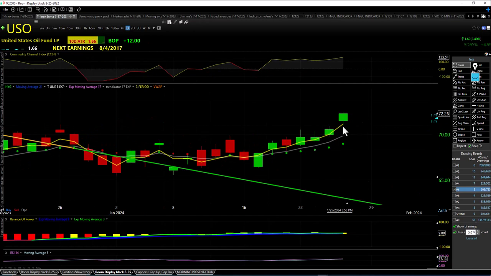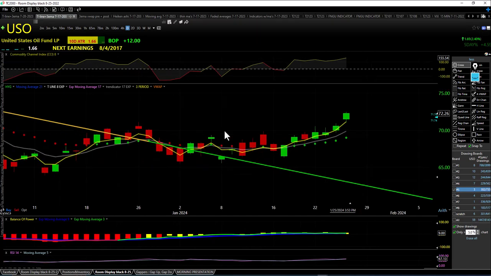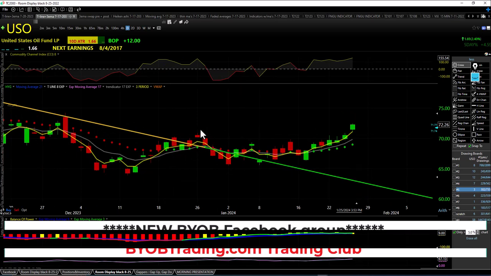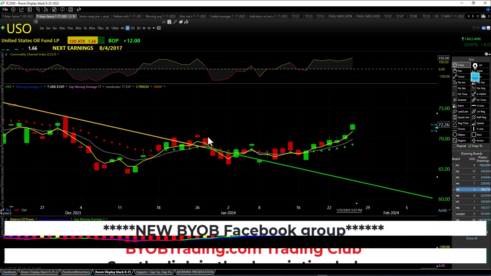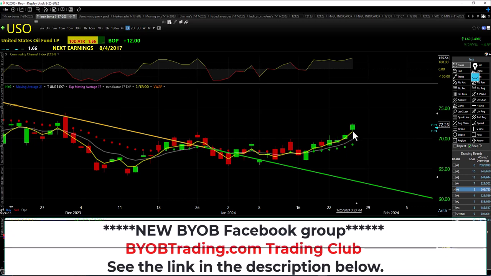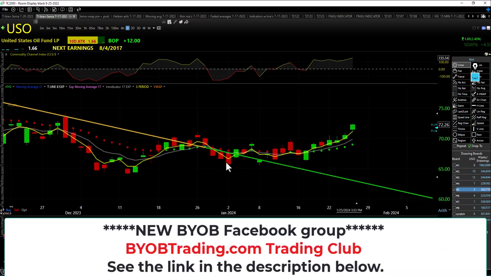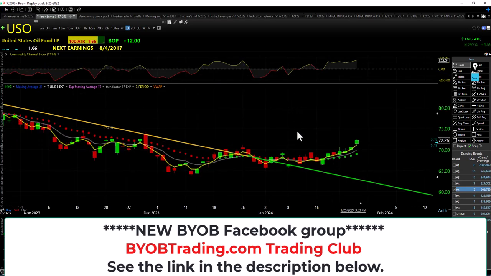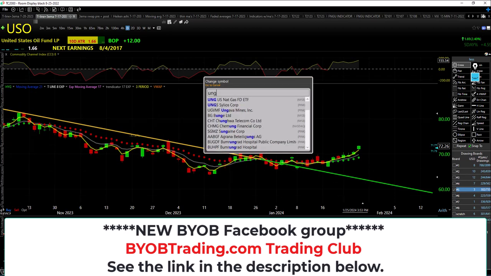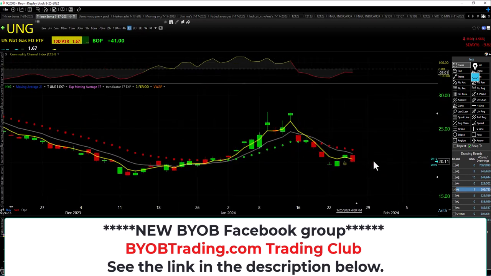USO had a nice breakout there. Breaking out to new highs. Not to new highs, but new highs for this year, that's for sure. So we got a higher low, higher high, closing over the trap, over the trend indicator. USO finally hit uptrend status. So there's USO.